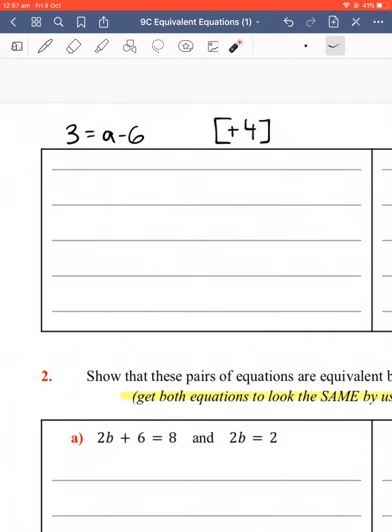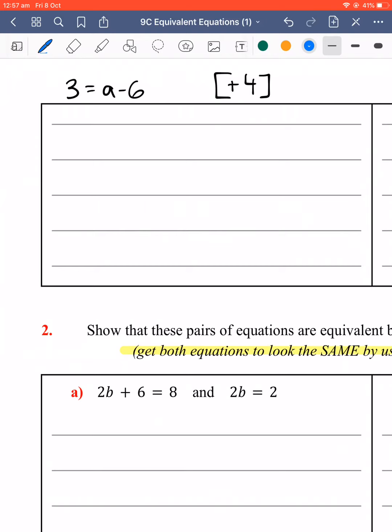So having a look here for the first one, I'm adding 4 to both sides. So let's write it out, and we're adding 4 to both sides. And then we simplify from there. So 3 plus 4 is 7. A is still the same. Minus 6 plus 4 is minus 2. And we are done with that one.